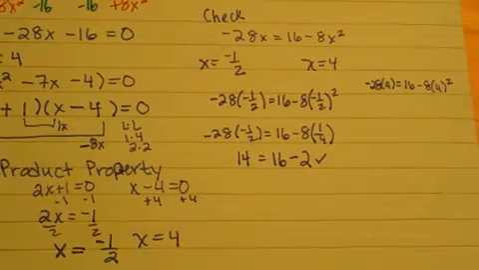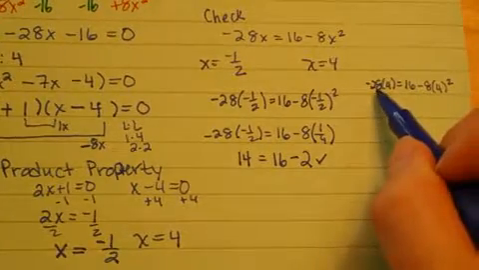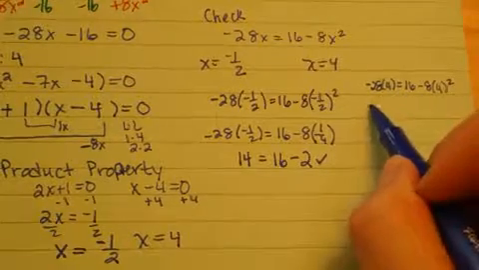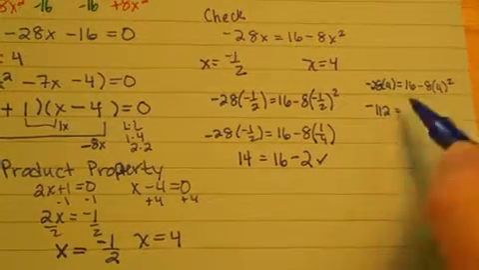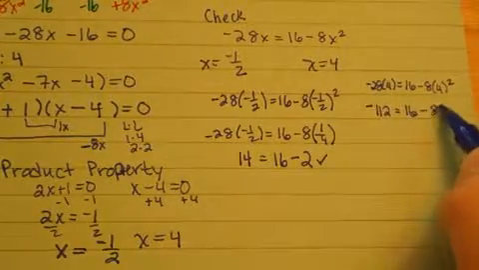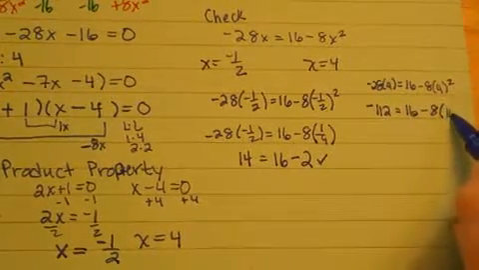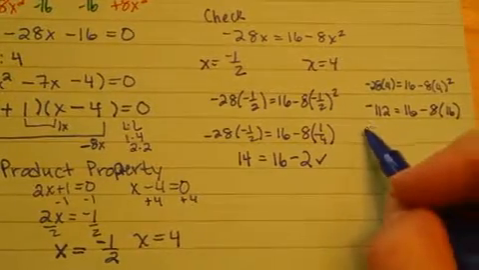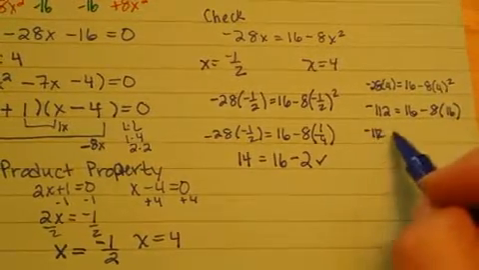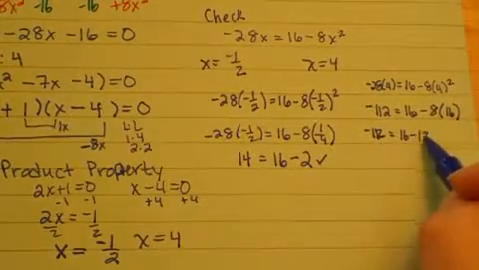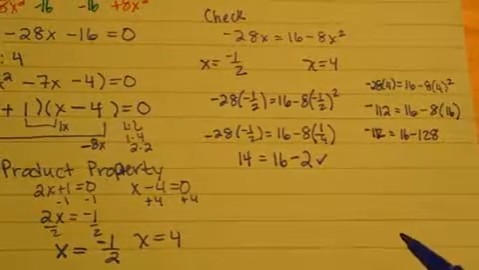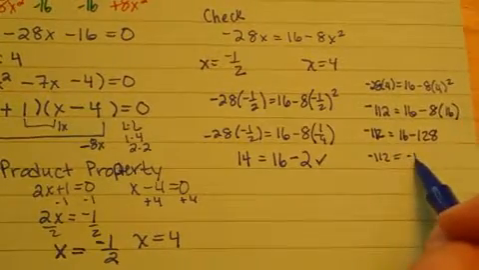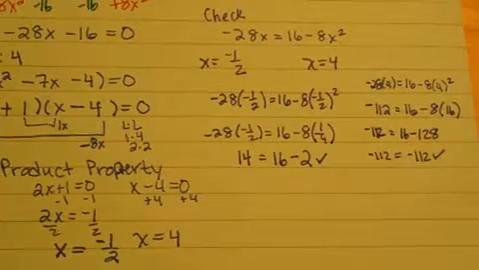Negative 28 times 4, well, I know that 20 times 4 is 80, and 8 times 4 is 32, so that's negative 112 equals 16 minus 8 times 4 squared, which is 16. Let's see, 8 times 16 is 128, so we have negative 112 equals 16 minus 128. And then you'll want to double check to make sure that 16 minus 128 is negative 112, which it is.